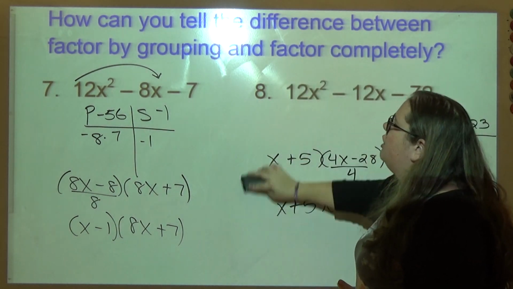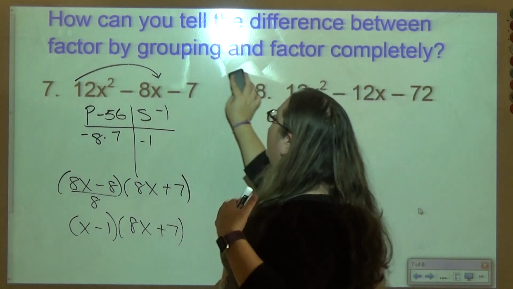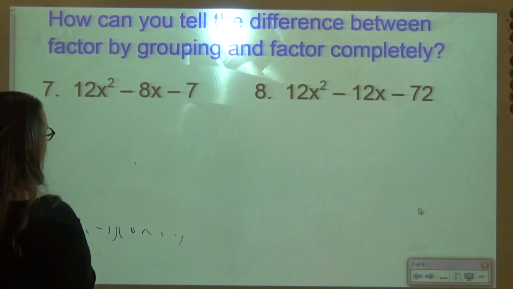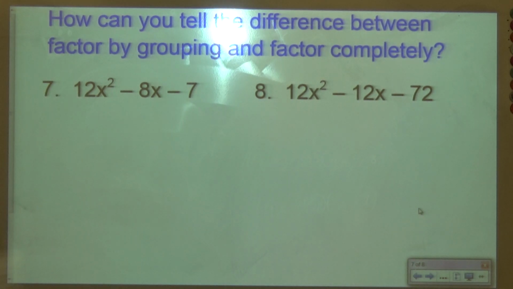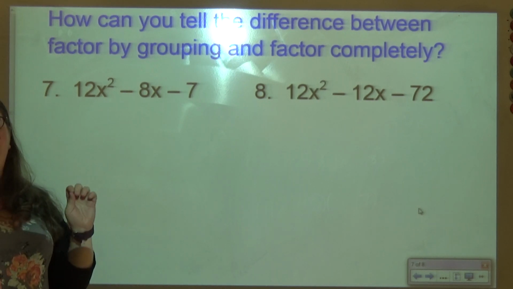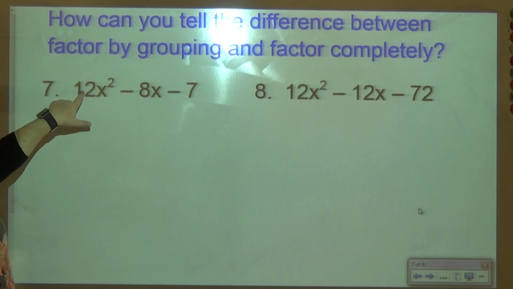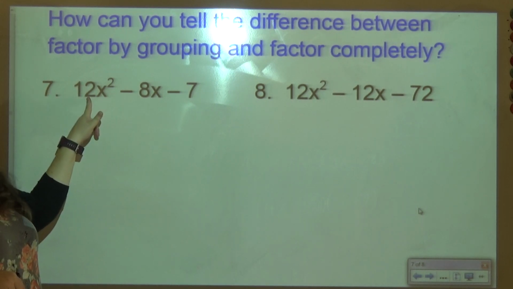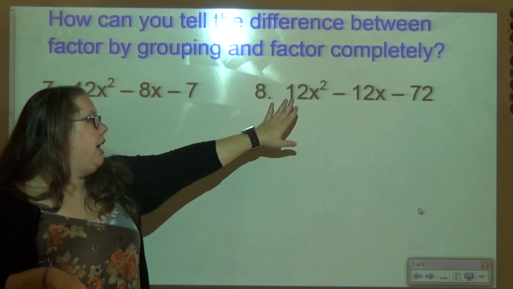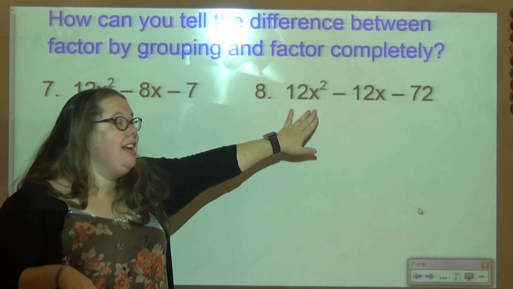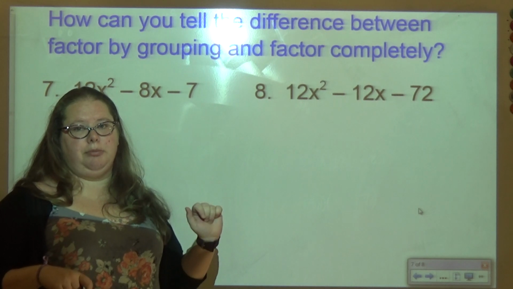Can you tell the difference between factor by grouping or factoring by sliding and factoring completely? Or how can you? So how do we know the difference between these two? One of them is a slide, one of them is not. Always check your GCF. Before you jump into any problem, always check your GCF. Can I divide by 12? That first term. I can't. That's how I know this is a slide. Can I divide by 12? I can. GCF. That's the first thing you need to think of when you do these problems.